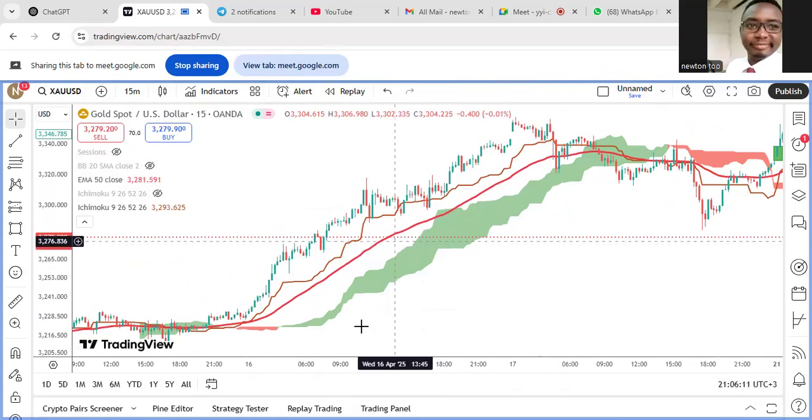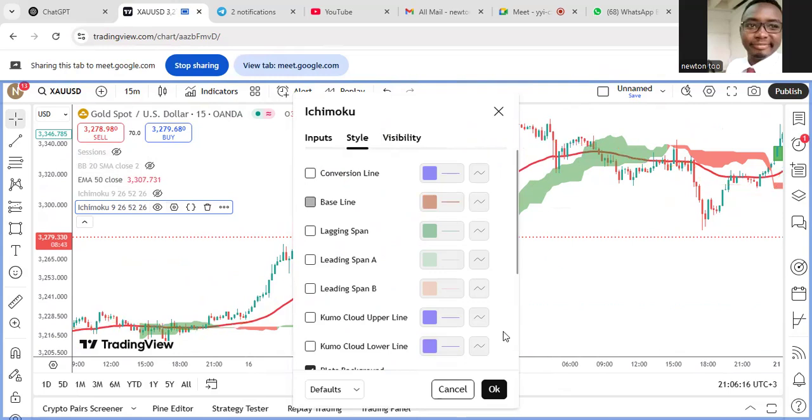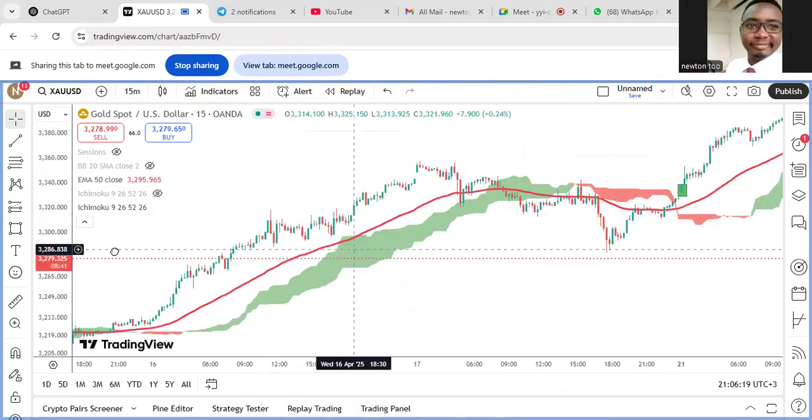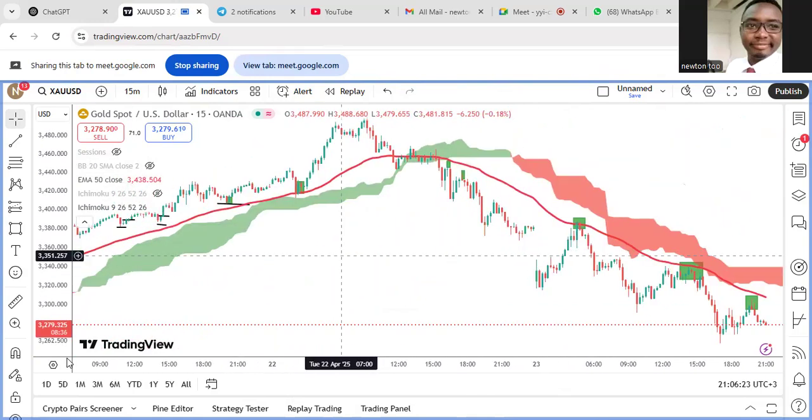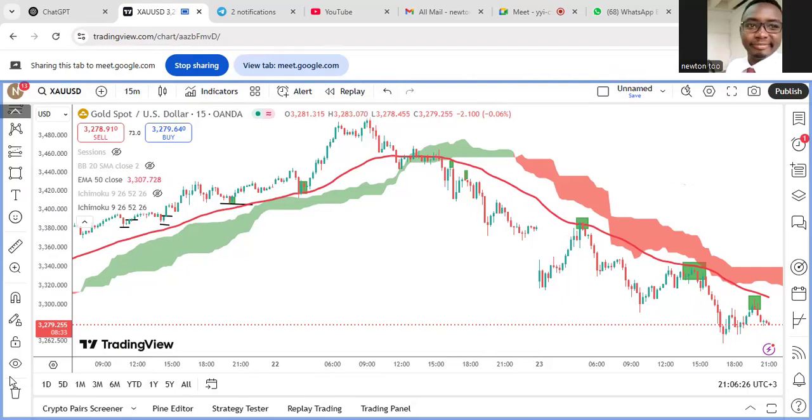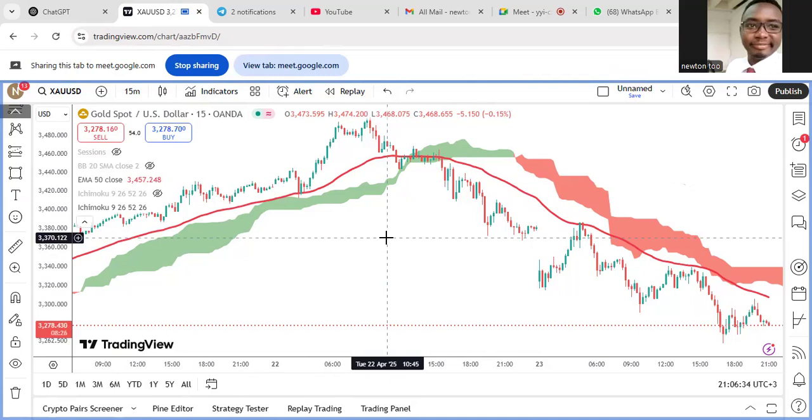Someone can say, for me I don't want to use the lagging span, I want to use the 50 moving average because the 50 moving average is also very powerful. So someone can say, for me I just want to use the 50 moving average, guys. See guys, you can set 50 moving average. I think all of us can set 50 moving average on the chart. The 50 moving average combined with Ichimoku becomes perfect, very very good to trade.